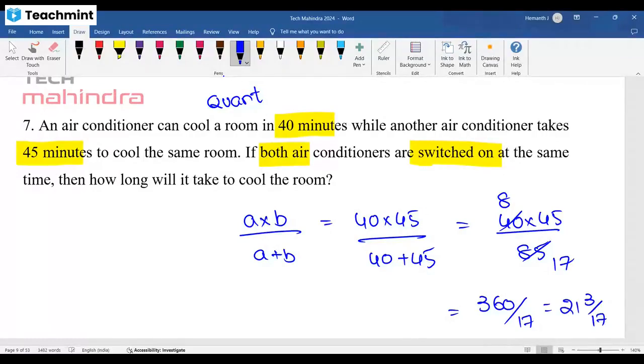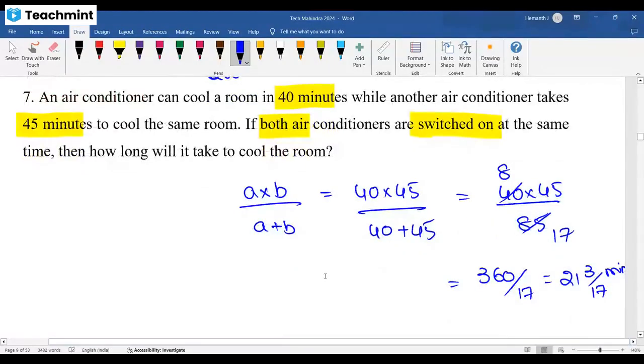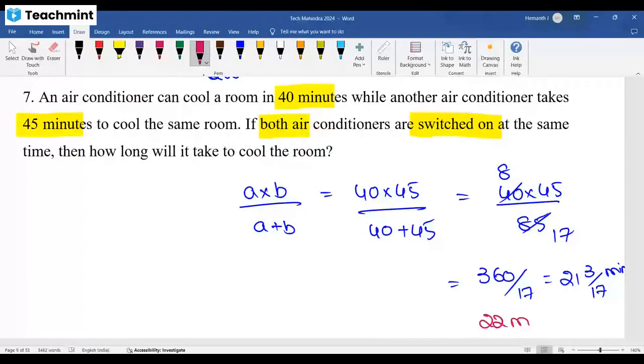So it will be around 22. They didn't give 21 as an answer. They gave 22 minutes in the options. We can go with 22 minutes. You don't have an option like 21 something, you have the 22 minutes option, you can pick that. When they're given alone and you need to find together, when more people are there, it will take less time to complete. If one air conditioner takes 40 minutes to cool the room, another 45 minutes, when both are on, it should take less time. So product divided by summation.